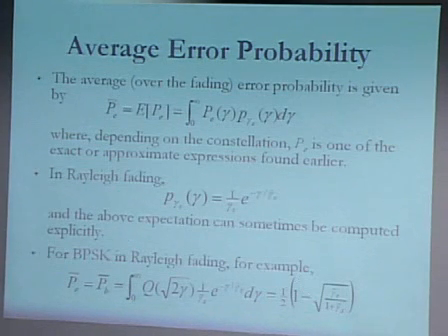A very nice formula, surprisingly, given the nastiness of the integral. So this is the average PE or PB in fast Rayleigh fading with BPSK. And it's a function only of the average gamma s, the average SNR. So as a function of the average SNR for BPSK in fast Rayleigh fading, we have directly here the error probability.